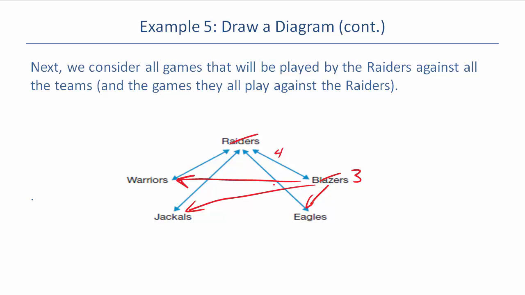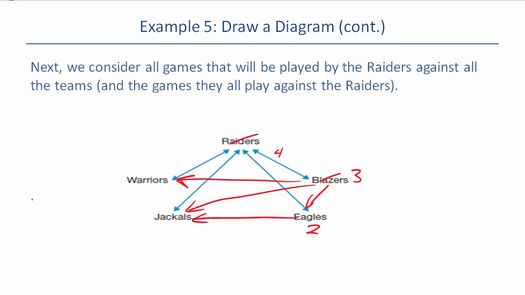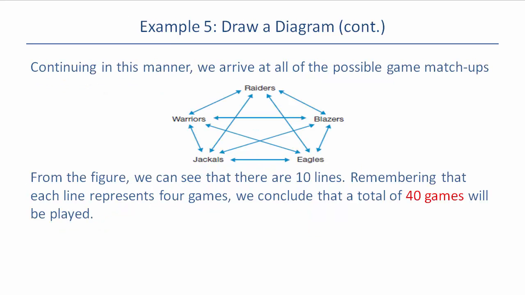Okay, now we move on to the Eagles. Well, they've already played the Raiders, they've already played the Blazers, so now all we have is Jackals and Warriors, which adds 2 more. And then we move on to the last team, the Jackals, which have played everybody but the Warriors, which adds 1 more, and 4 plus 3 plus 2 plus 1 gives us a grand total of 10 lines or 10 games.